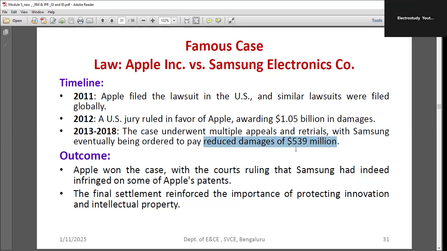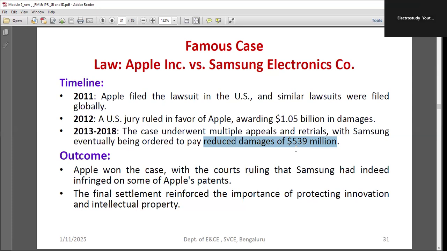Who won the war? Apple actually, Apple Inc. They surpassed Samsung. Ultimately Samsung was supposed to pay $539 million for imitating those features.